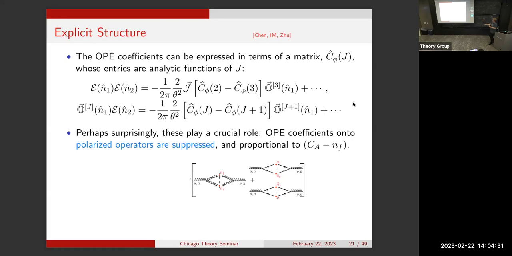And then you can iteratively do the OPE. Essentially what happens is each time you OPE another one of these energy flow operators, you just increase the spin by one. And so what you get is a very efficient way of OPEing some complicated structure down onto a single twist two spin J operator.